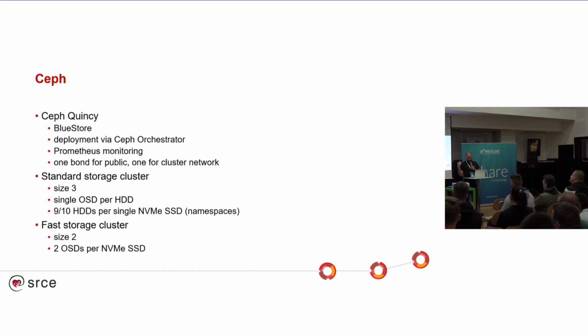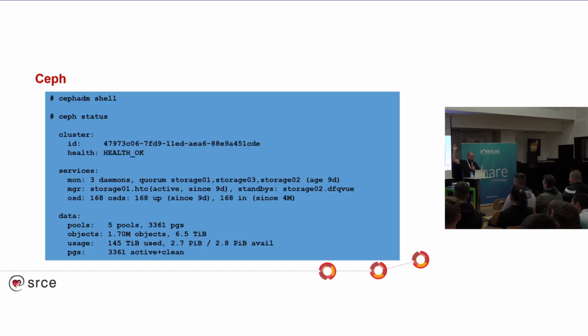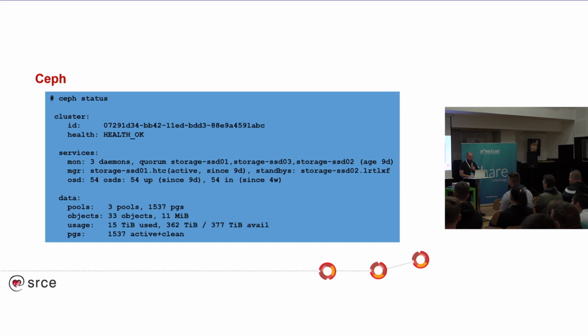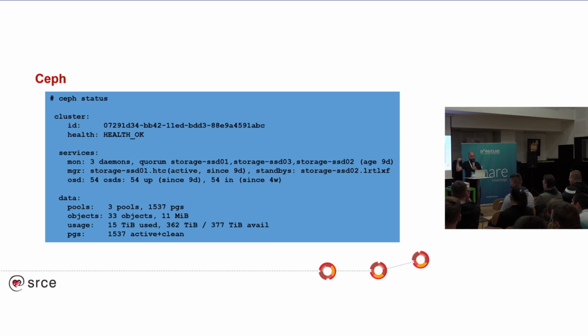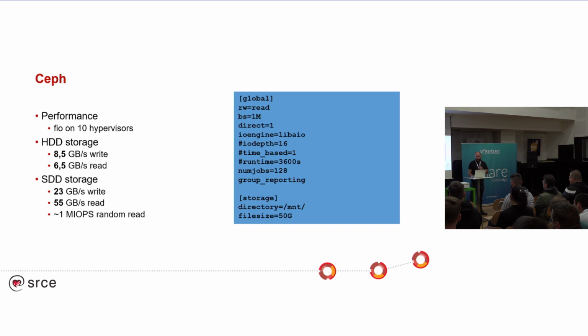And then the fast one uses size 2, and there was a discussion whether to use 2 or 4 OSDs per NVMe. We went with 2 in the end because the 4 did not give significant performance gains. So this is how the Ceph status looks. As you can see, 168 OSDs, and the other one was 3 times 9, and then times 2 because we run 2 of them per NVMe.